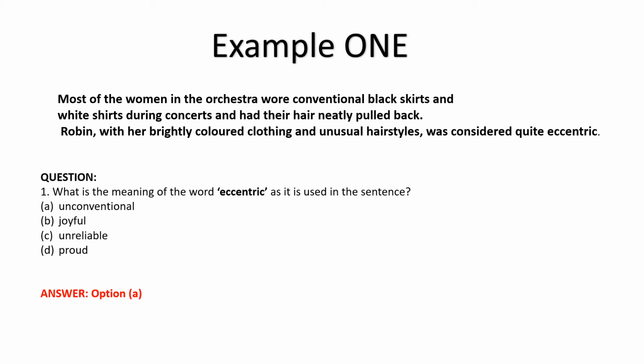So if I have to explain this, let us see. The passage implies that the other women in the orchestra were conventional because of the way that they dressed and wore their hair. Now, because Robin does things differently, she would be considered unconventional. The other choices, although she may be joyful, unreliable and proud, have nothing to do with the context of this sentence, which is directly addressing her appearance as it compares to the other women in the orchestra.